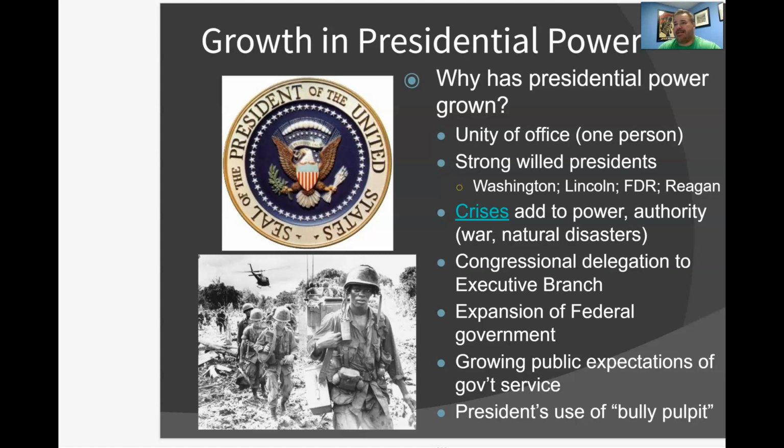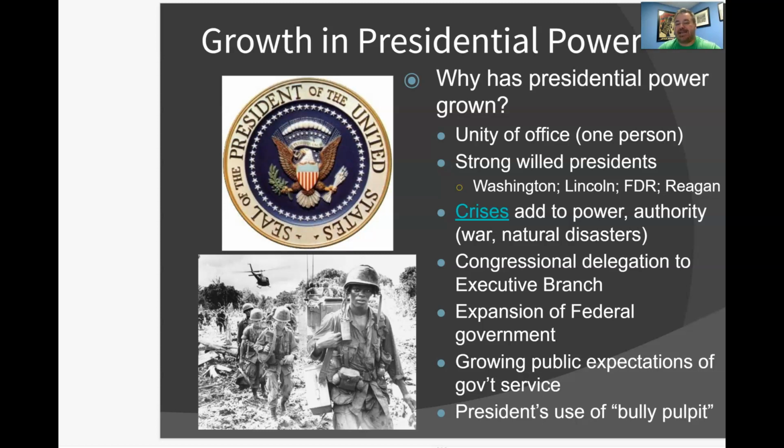Well, one of the big reasons why presidential power has grown is the fact that there's only one president, unity of office. There's only one president who has to make a decision to drive the executive branch forward, to commit to policies that they wish to pursue. Contrast that with 535 members of Congress needing to agree in order to act, or call it a majority of the House and a filibuster-proof supermajority of 60 in the Senate.